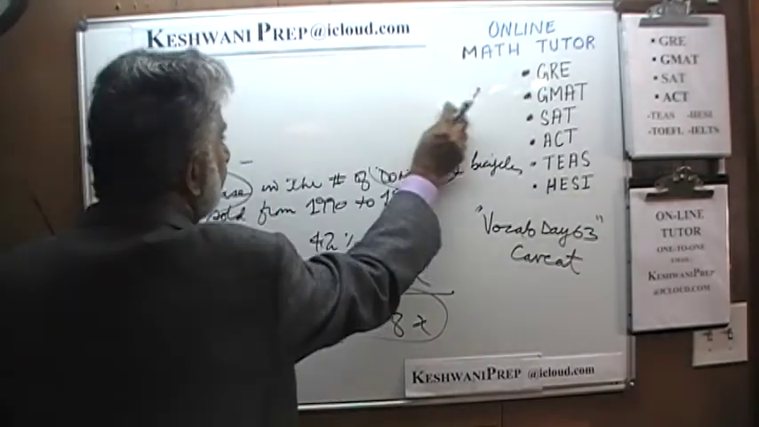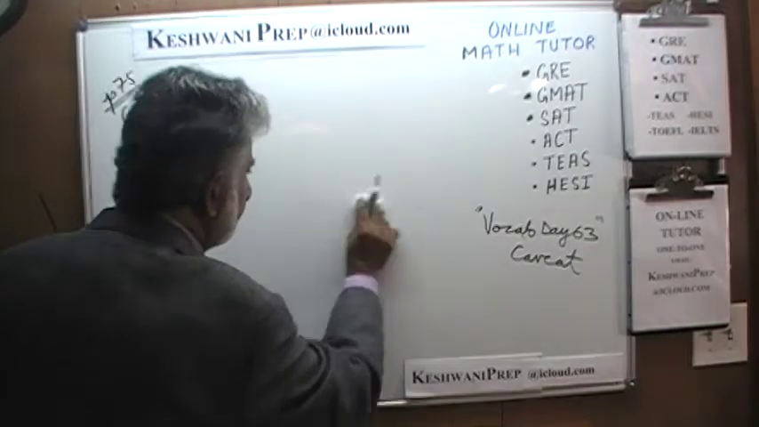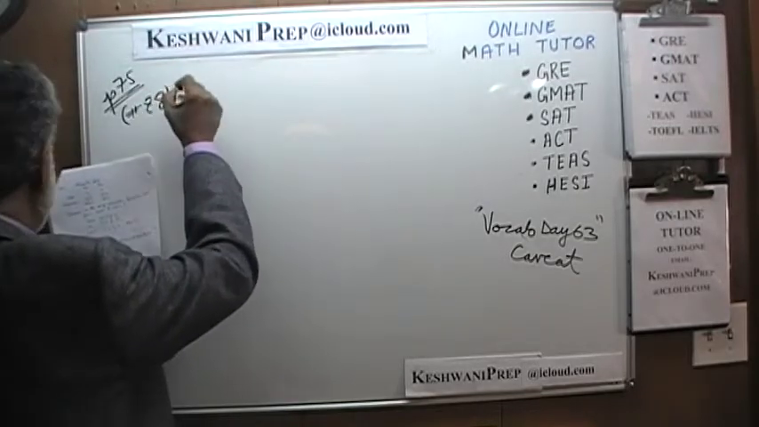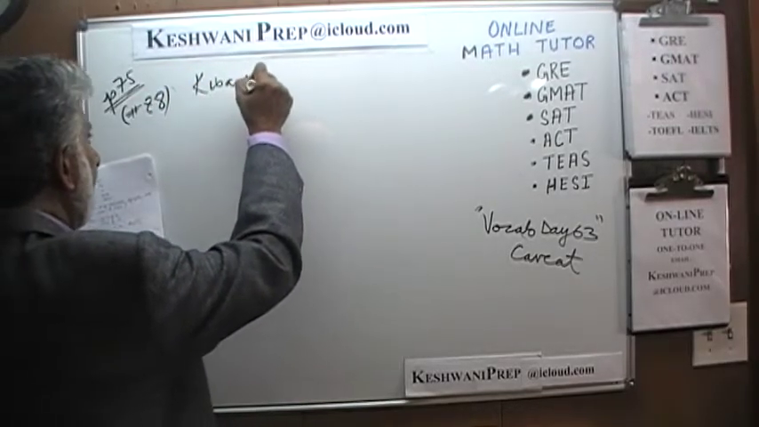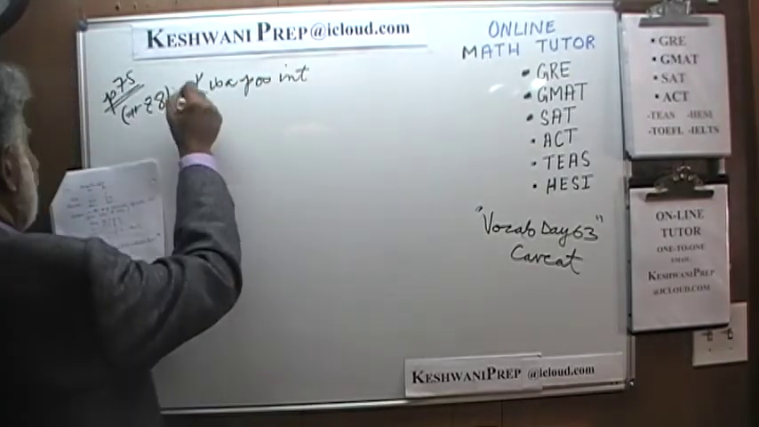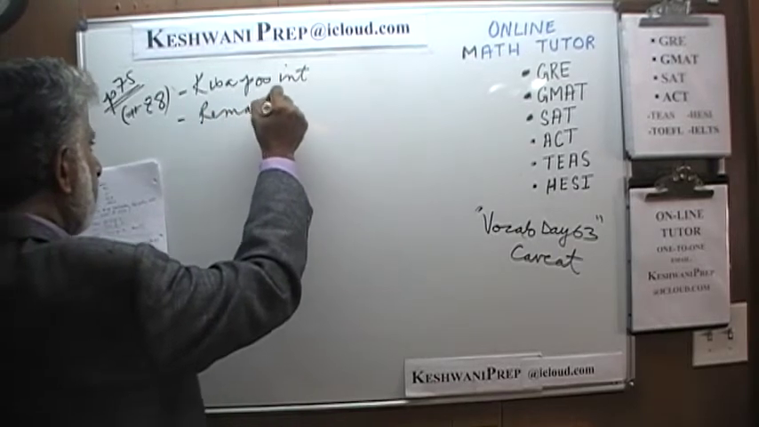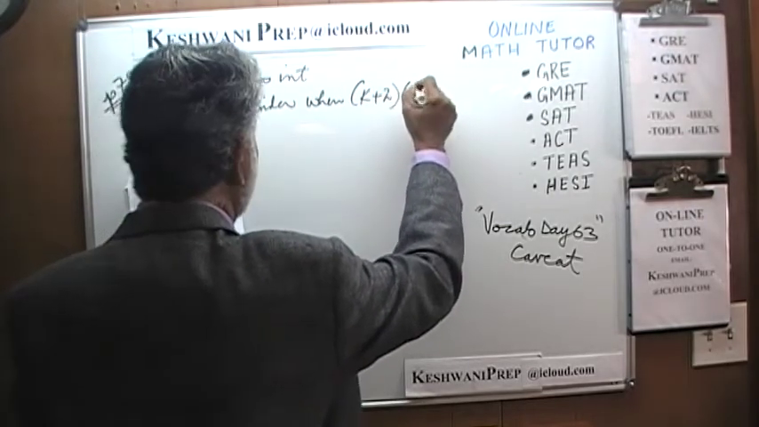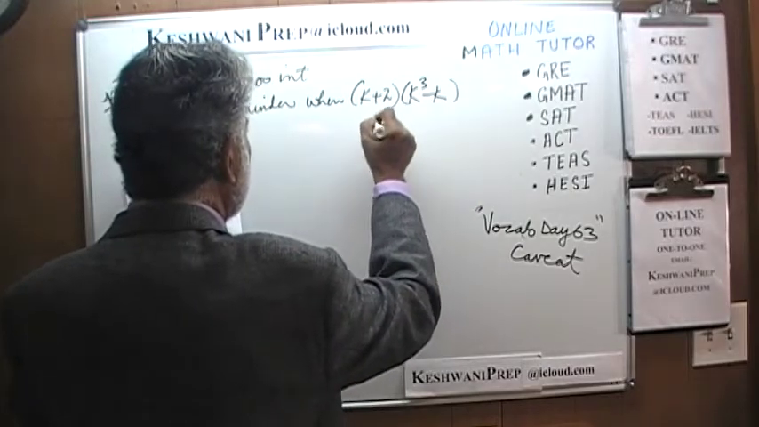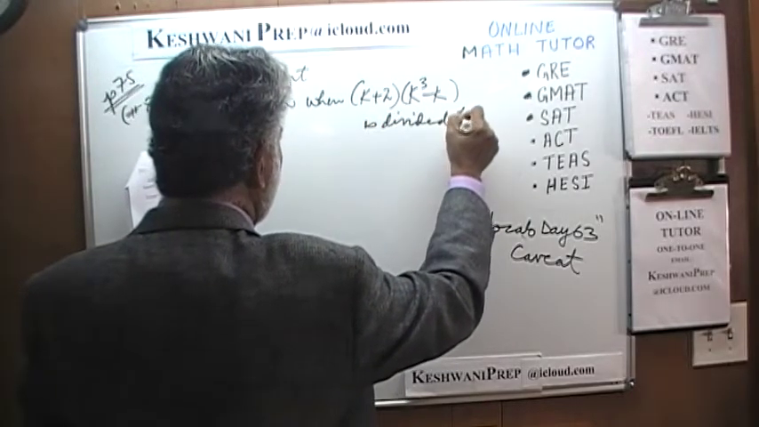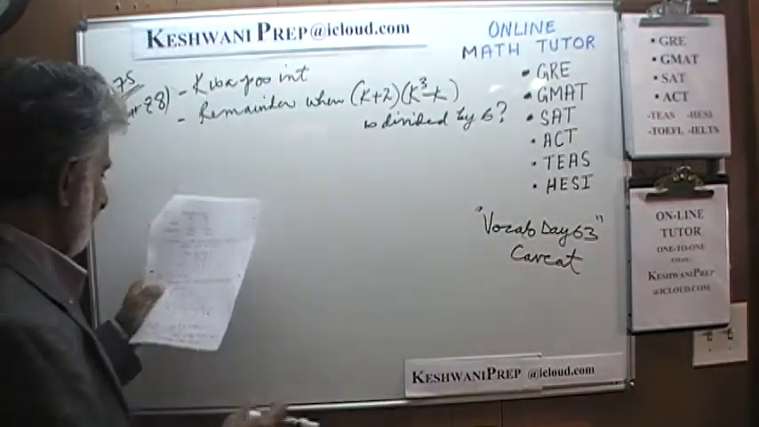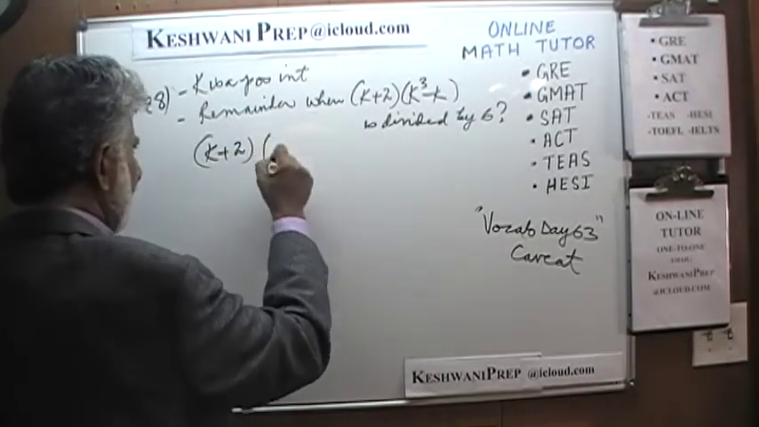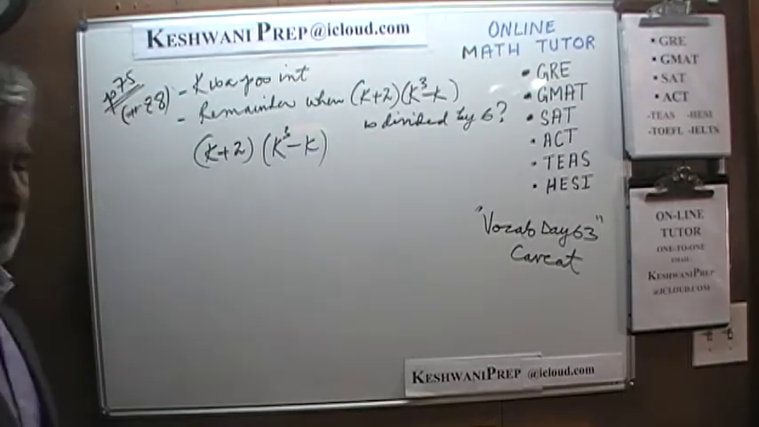88. Says k is a positive integer. Question is, what's the remainder when k plus 2 times k cubed minus k is divided by 6?